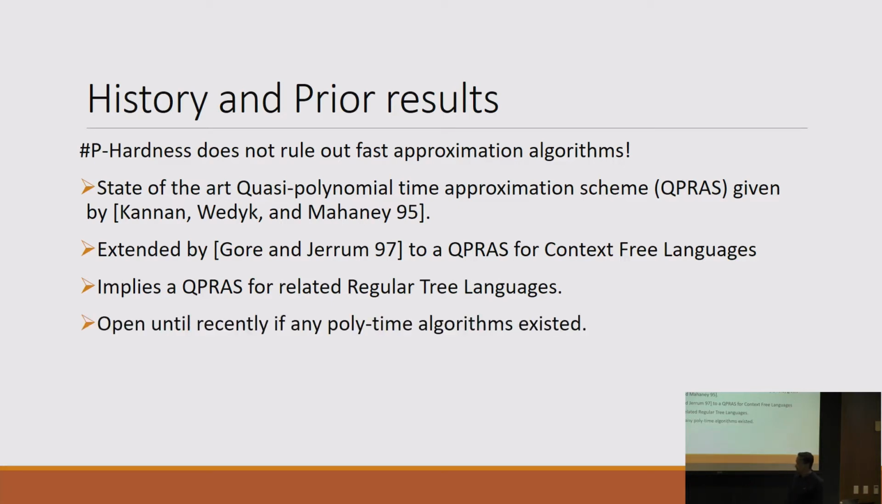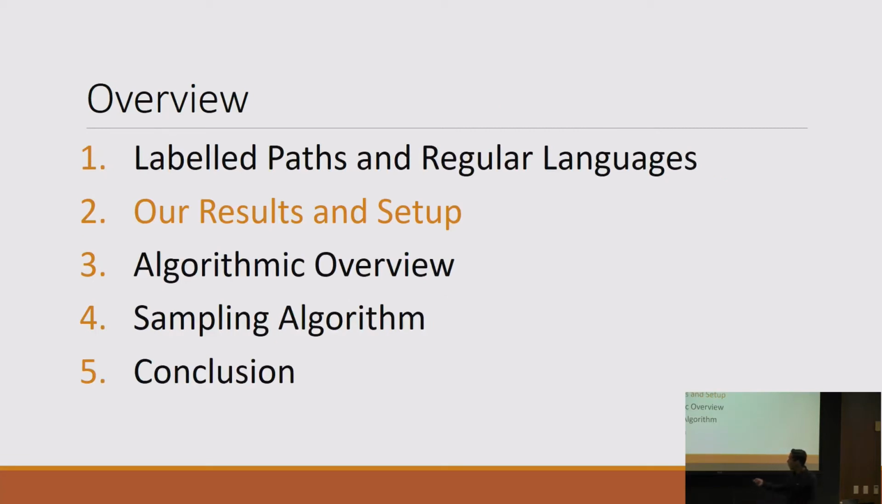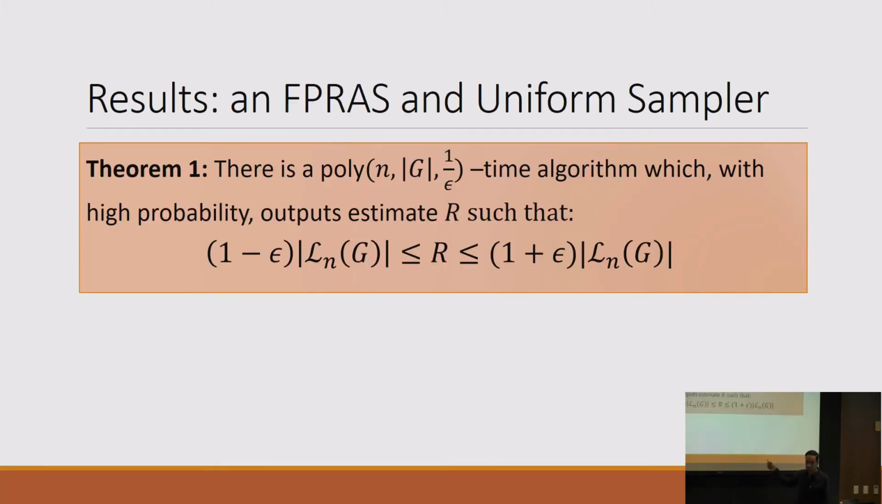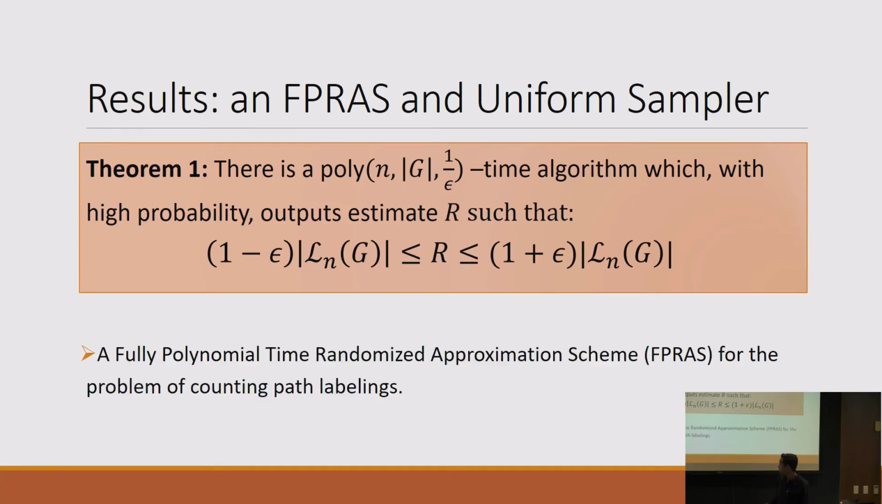Okay, but the thing is that it was open until very recently, since these two papers, whether there's any polynomial time algorithm at all for any of these counting problems for ambiguous machines. And so that's the focus of this talk. Our first result is an FPRAS, a fully polynomial time randomized approximation scheme for this problem. So we have a polynomial time algorithm in n, the size of the graph, and 1 over epsilon, that outputs an estimate within 1 plus or minus epsilon of the true number of labelings. Good. So this is an FPRAS for this problem.